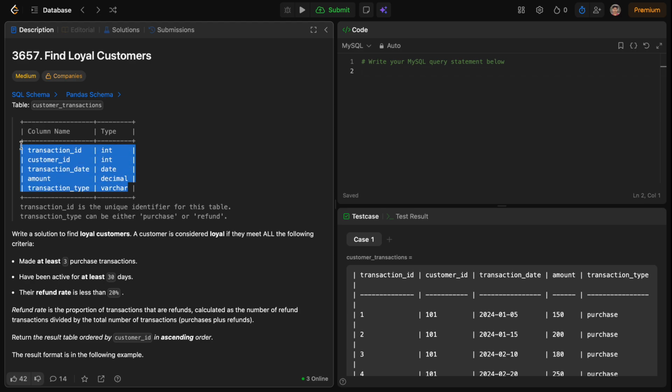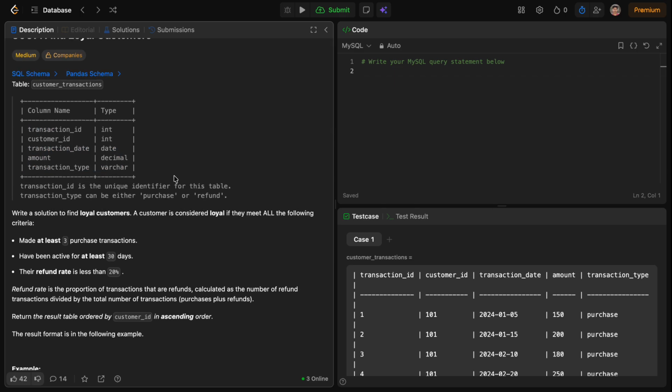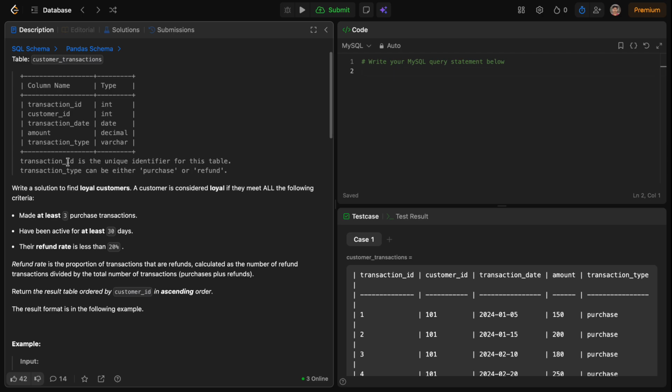We have 5 columns, in which the transaction ID uniquely identifies the table, so it is a primary key. Let's start with what the question asks. A customer is considered loyal if they meet all the following criteria: made at least 3 purchase transactions, have been active for at least 30 days, and their refund rate is less than 20%.